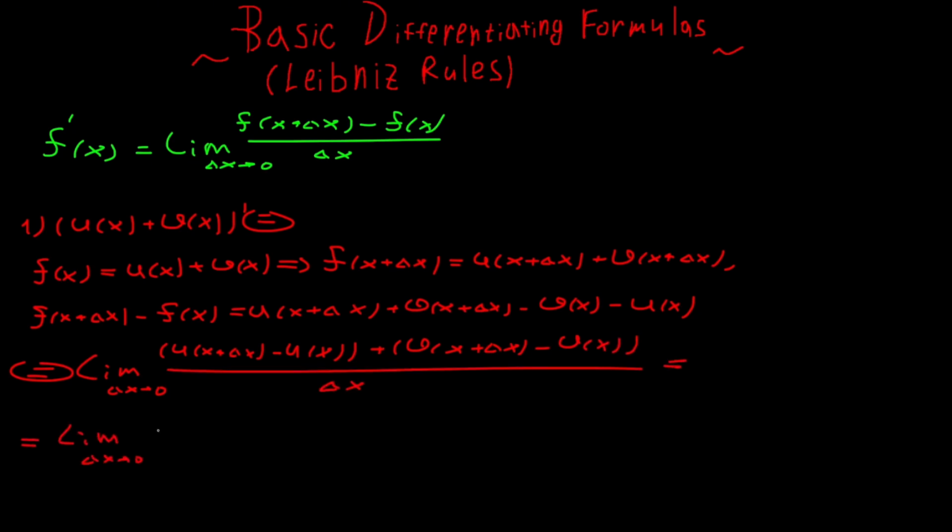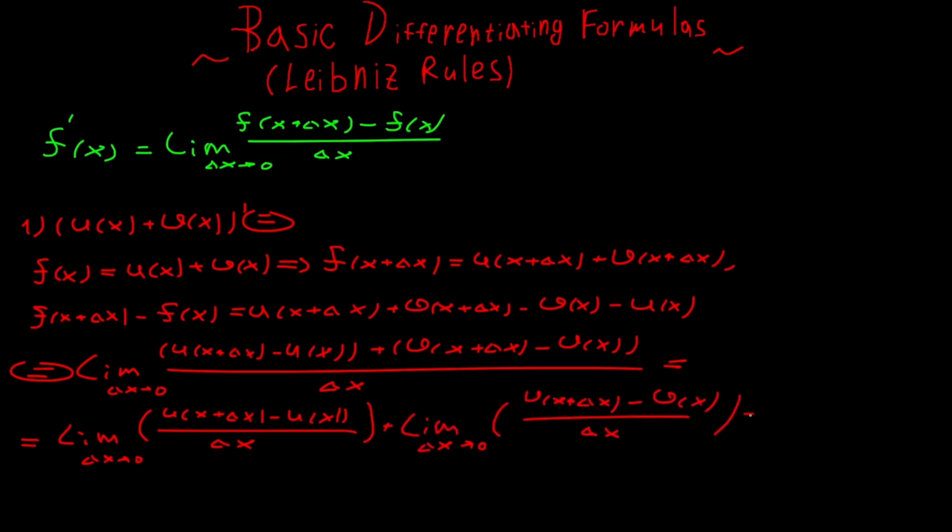Now, using the property of a limit, we can separate these two equations, receiving a sum of two limits. And here we may notice that each of these limits corresponds to a derivative of u and v functions respectively. Just like that, we received an expression for a derivative of a sum, which is the sum of two derivatives.